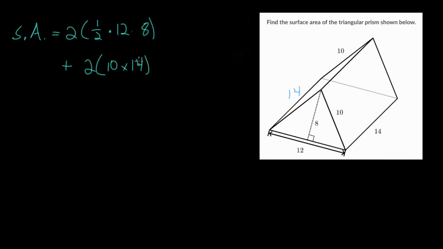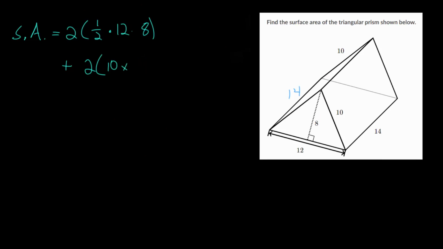So let's set up our equation for surface area, which we'll just call SA. We have two triangles, so we want twice the area of this front triangle, since it's the same as the back. And the area of a triangle is half the base, so half of 12 multiplied by the height, which is 8. And then from there, we have two rectangles that are going to be equal to each other. So we can add those to the total for surface area, and those are each 10 by 14 rectangles.